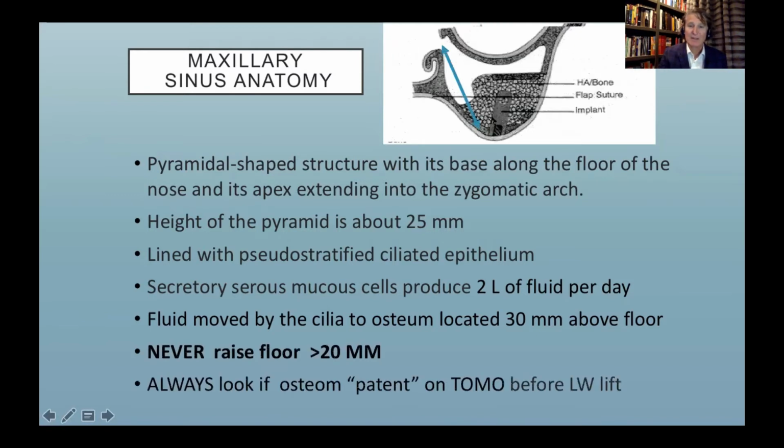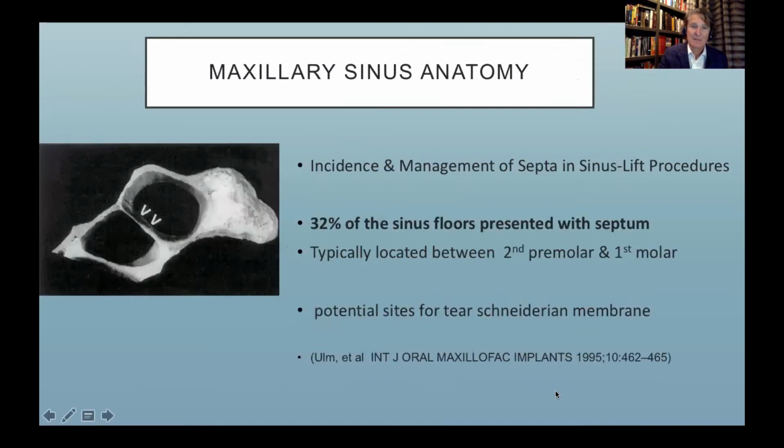So when we're doing a sinus lift here, we never ever want to get too high because we don't want to block off that sinus area. And if you have a very thick membrane and you're adding a graft underneath it, it might not even take a 20 millimeter lift to block that out. And that's why you have to look at this on a tomograph before.